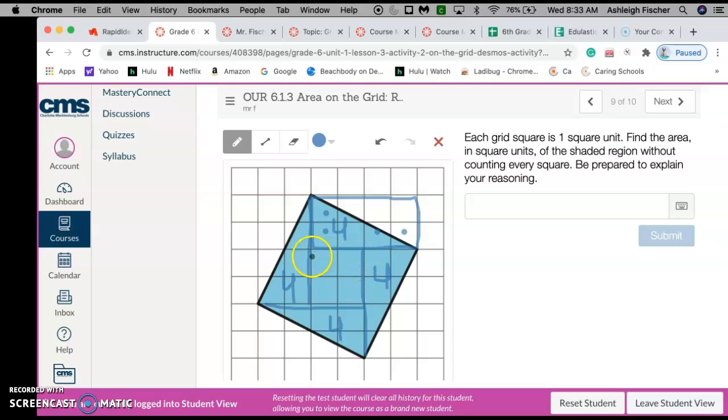But there's a square in the middle that's not included. So this one's kind of easy. 1, 2, 3, 4, or you could just do 2 times 2. That's 4. So 4 plus 4 plus 4 plus 4 is 16, plus another 4 is 20. Or you could have just said 5 times 4, 20.